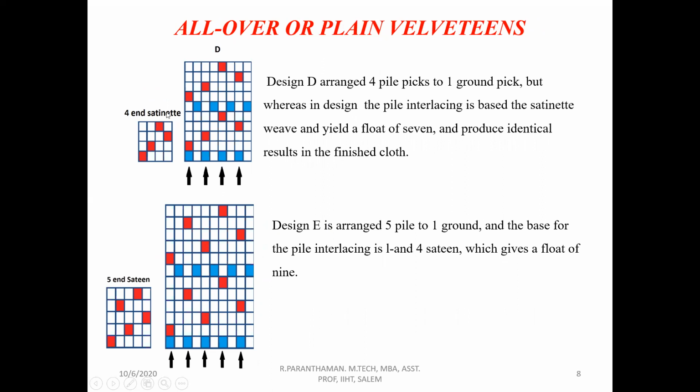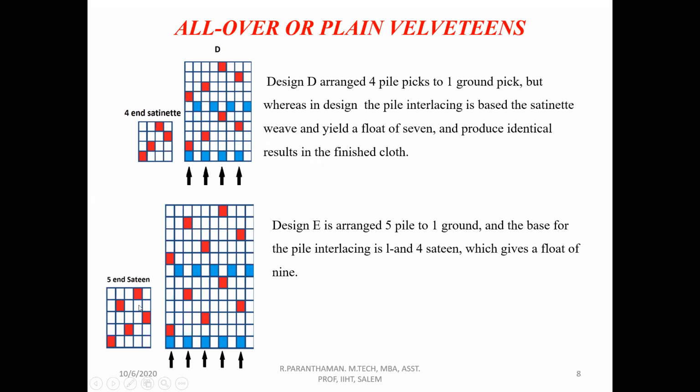Then design D. Here we are using 4-end satinette. In this design, the same plain is the ground view and satinette is the pile view. The same way, we arrange all the satinette view in alternate ends. We are marking the satinette view in alternate ends with pile picks. So here also we are getting a float length of 7.